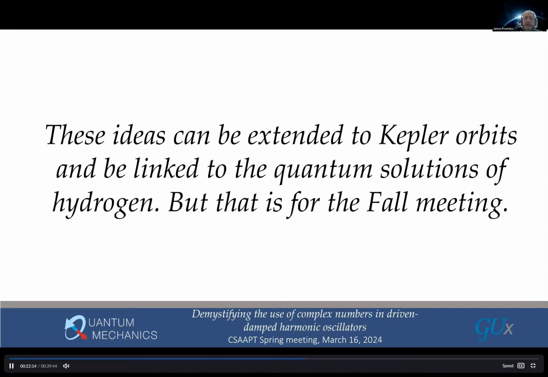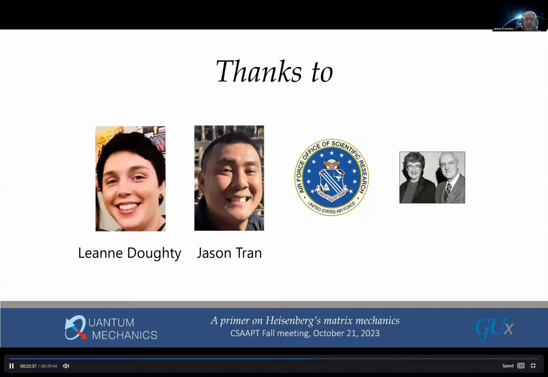Okay, now what's really interesting is these ideas can be extended to Kepler orbits and linked to the quantum solutions of hydrogen. And of course, in this talk, I won't have enough time to talk about it because it's only like a 10 or 12-minute talk, something like that. So I'm going to actually give that talk in the fall meeting of the CSAAPT. And that is all I have.